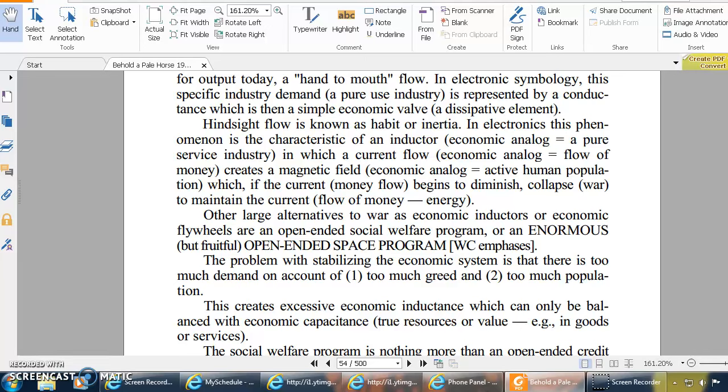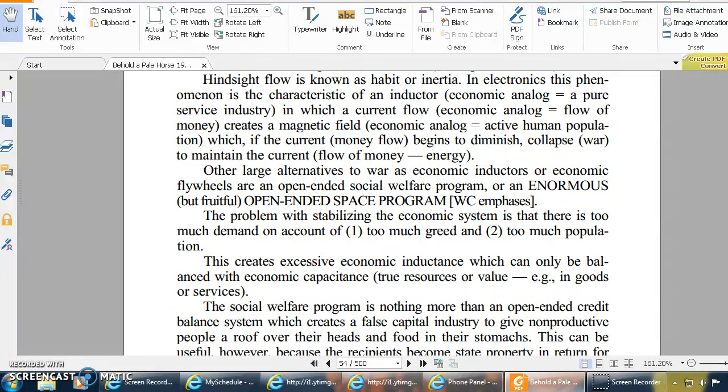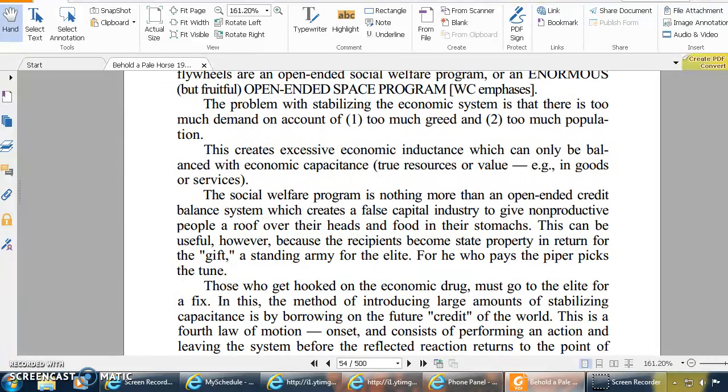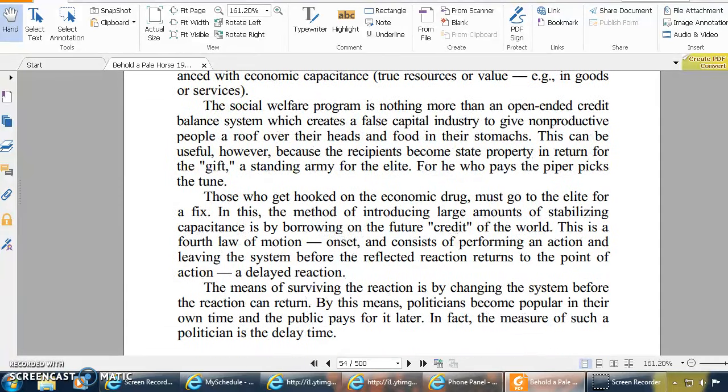This creates excessive economic inductance, which can only be balanced with economic capacitance, true resources or value, e.g. in goods or services. The social welfare program is nothing more than an open-ended credit balance system which creates a false capital industry to give non-productive people a roof over their heads and food in their stomachs.